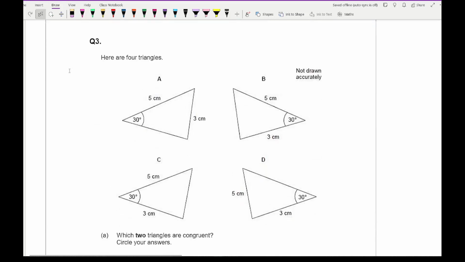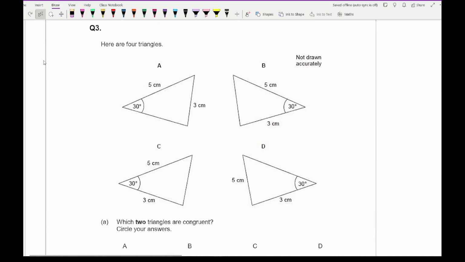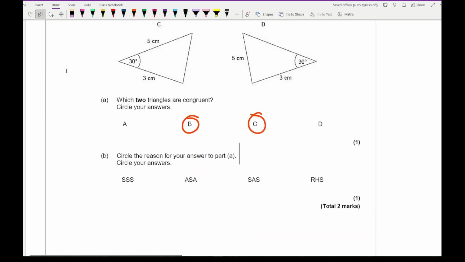Then moving on to question 3, it says here are 4 triangles, and again it says which 2 triangles are congruent, and in this case the 2 triangles are B and C. It then says for B, circle the reason for your answer in A, and again we've got a side, angle, side, so it's going to be SAS.